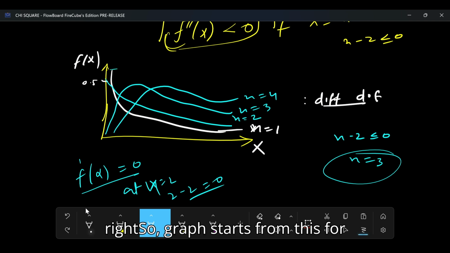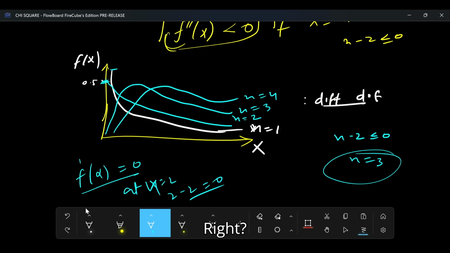So the graph starts from this far. For n degrees, n is equal to 1, then n is equal to 2, the value of f of x will be 0.5. And for n degrees of freedom, n is equal to 2, we will get the curve like this, and n is equal to 3, we will see the curve like this, right?